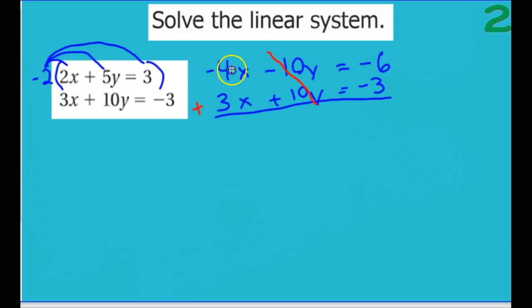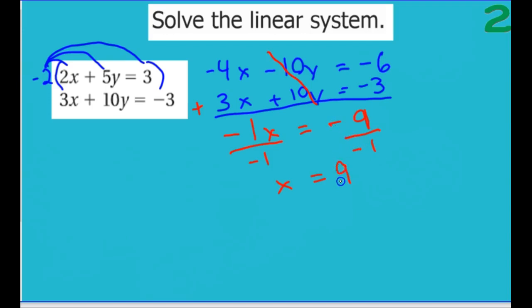We're adding, so negative 4x plus 3x gives us a negative 1x equals negative 6 plus negative 3, which gives us negative 9. Divide by negative 1 to get x by itself. And we get x equals positive 9. Two negatives make a positive. Anything divided by 1 is the same.